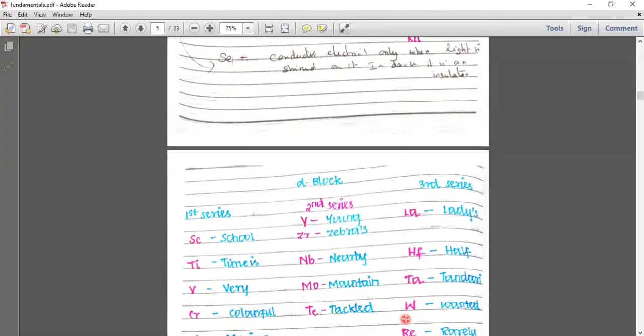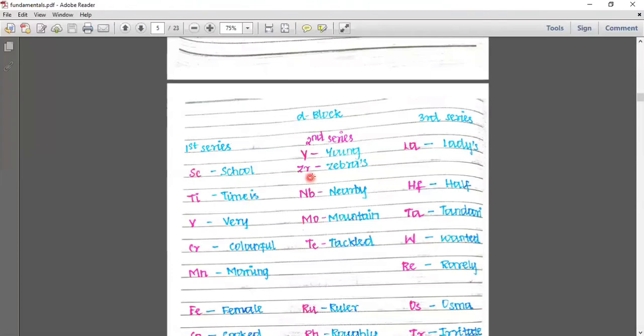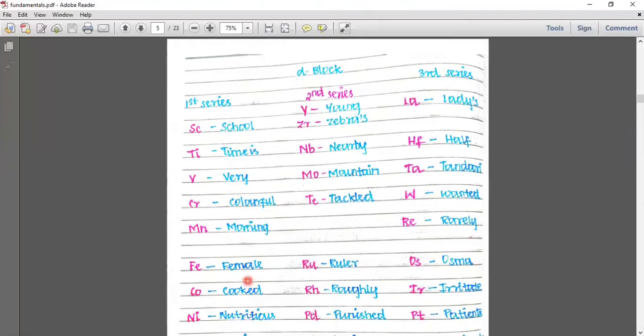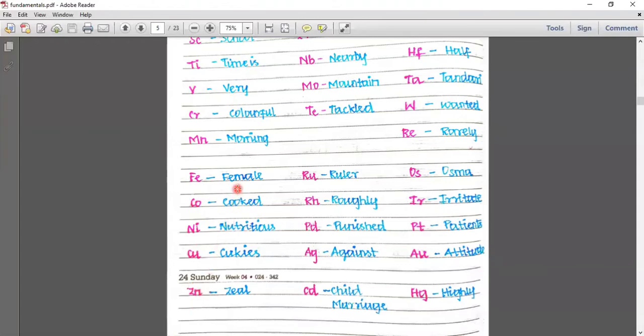Let us see the D block elements. First transition series, second transition series, and third transition series. In the first transition series, there are 10 elements in each series. So I have chosen 5 elements together as one sentence. Scandium, titanium, vanadium, chromium, manganese: School time is very colorful morning. Next elements are iron, cobalt, nickel, copper, and zinc: Female, cooked, narrative, cookies by using zeal.